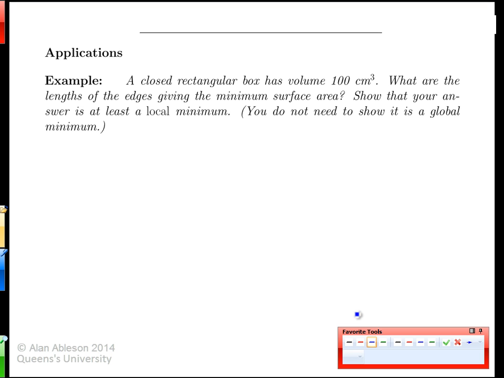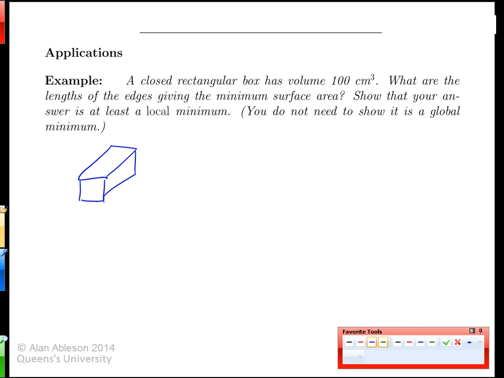We now consider how we can use our critical point analysis to work on application problems that involve optimization. So let's start off with the classic type of model. We've got a closed rectangular box, a three-dimensional shape.